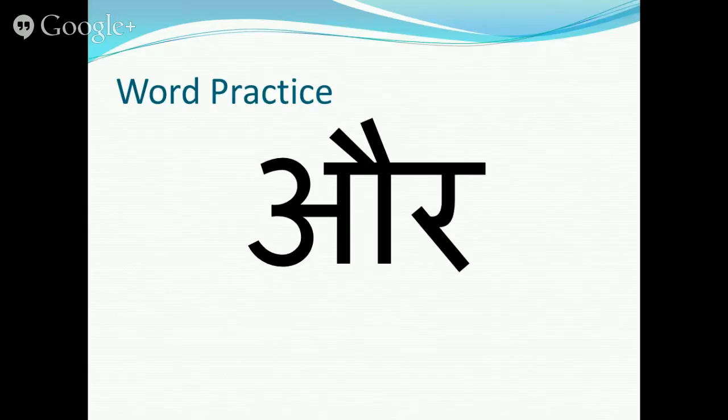This is a followed by ra. Or, which is different than o, right? This is a, like in dog, American pronunciation of dog. Or, or.